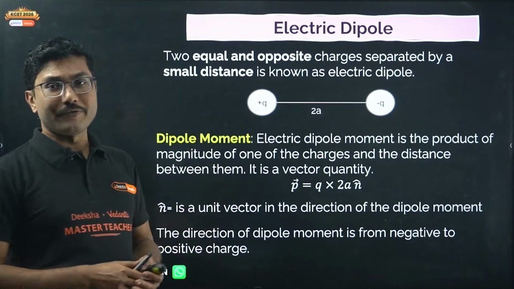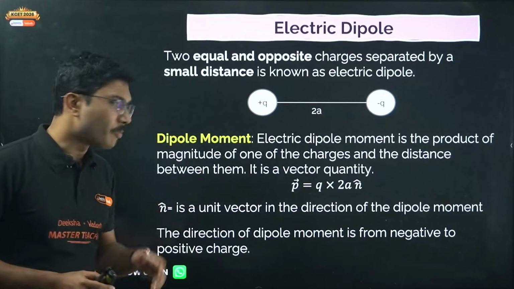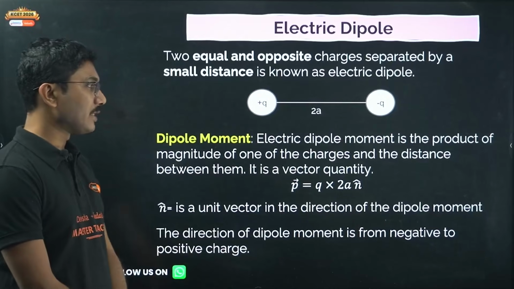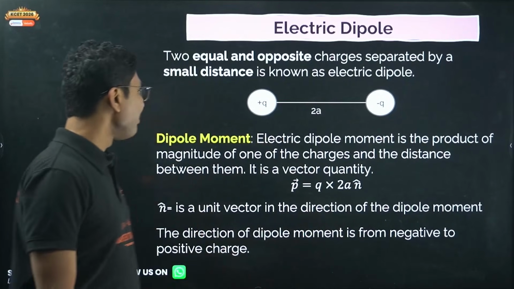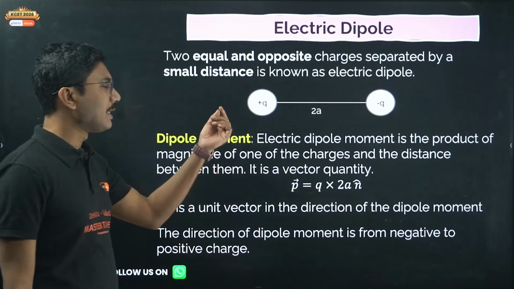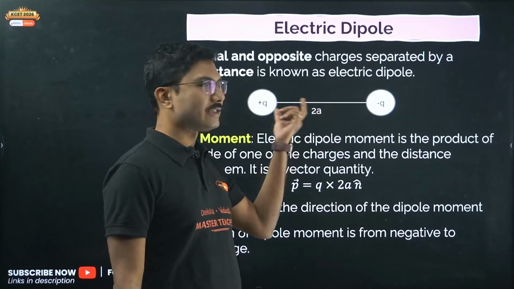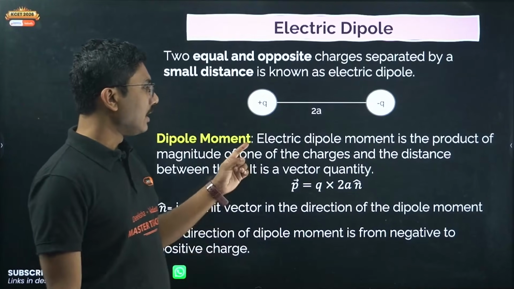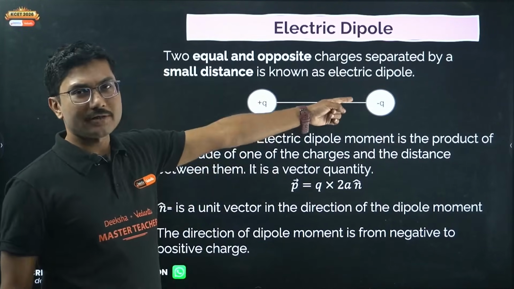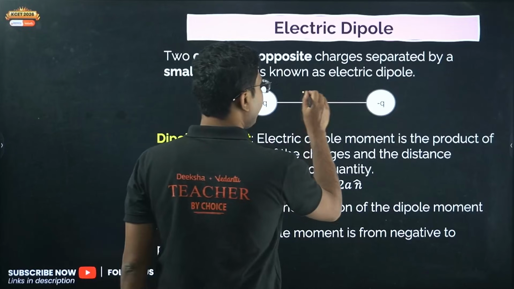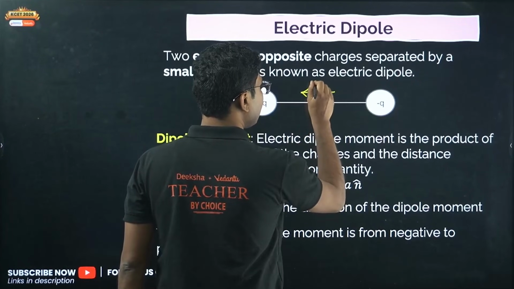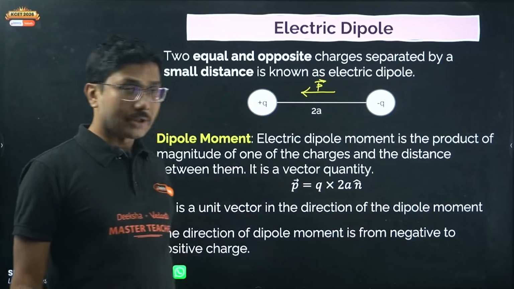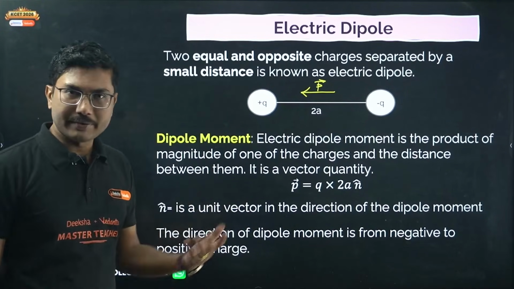Now for a dipole there is a fixed quantity that is called dipole moment. Electric dipole moment is the product of the magnitude of one of the charges and the distance between them. It is a vector quantity. So if you multiply any one of the charges and the distance between the charges, that is called dipole moment. The direction is given from negative charge to positive charge. So the dipole moment is directed from negative charge to positive charge. n cap is a unit vector in the direction of the dipole moment.